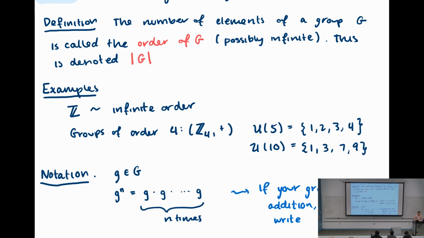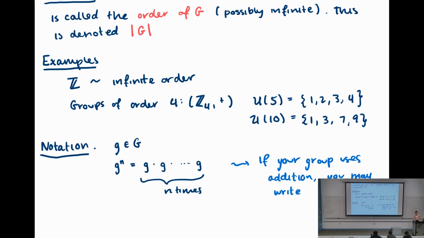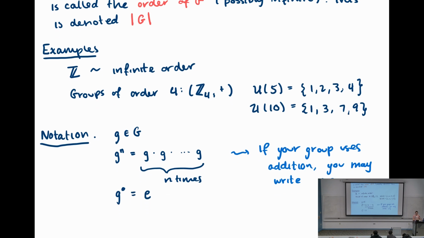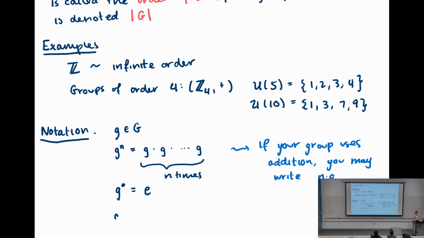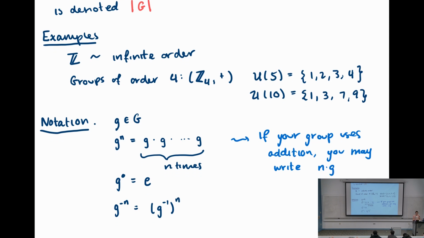And then another two pieces of notation. g^0 will just be the identity element of the group, and whenever I write g^(-n), what I really mean is (g inverse)^n. Okay, and last time we saw that elements of groups have unique inverses, so that allows us to write g inverse as some element of the group, and then we can multiply it by itself n times.